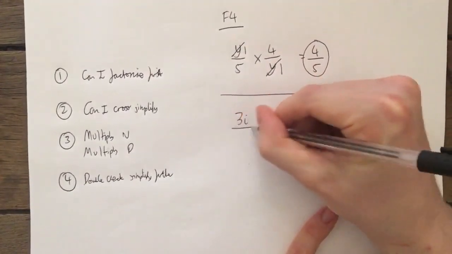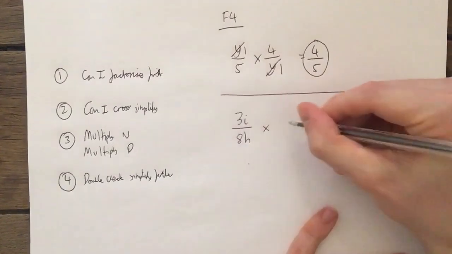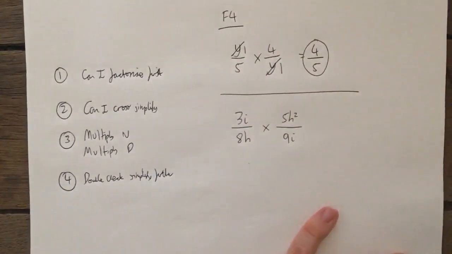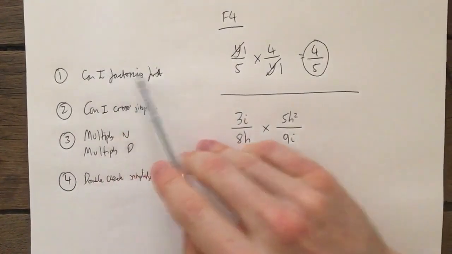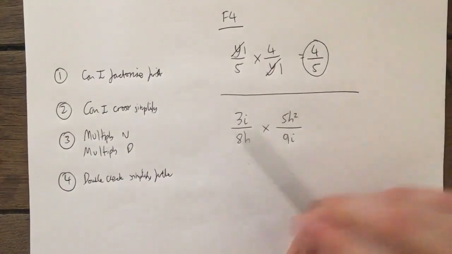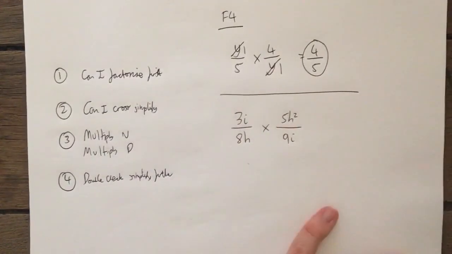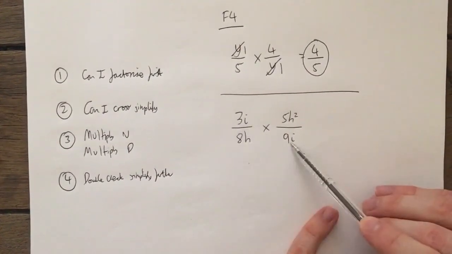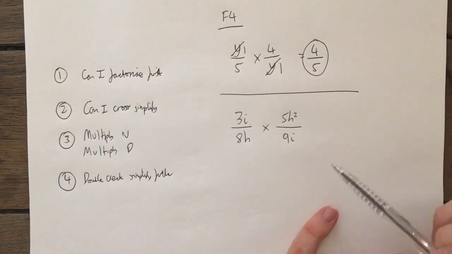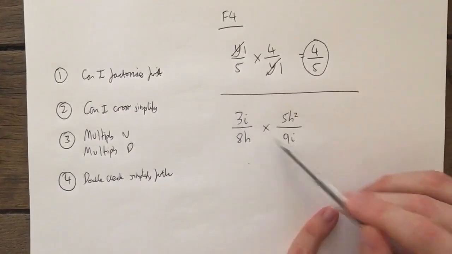Okay, another example of F4. 3i over 8h times 5h squared over 9i. Right, same thing. Algebraic fractions are multiplying. So step number 1, can I factorise first? No, no, no, and no. So I can't factorise them. Can I cross simplify? 3i, 9i. Yes, they both have 3i in common. So I can divide them both by 3i.